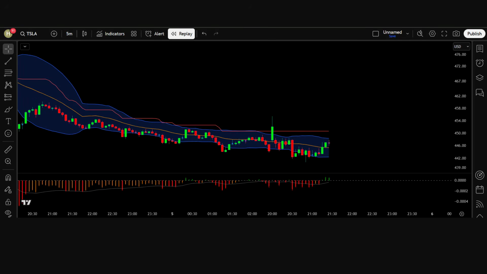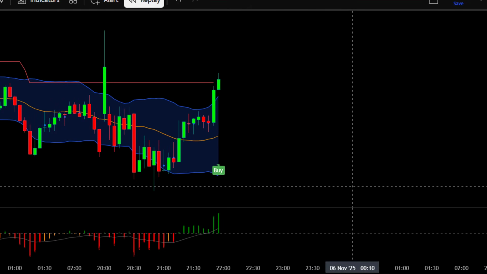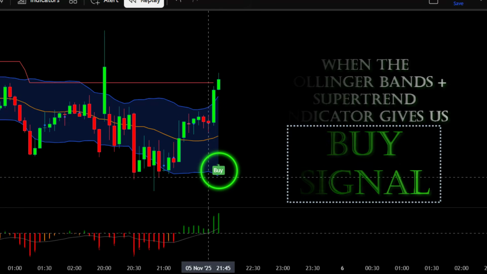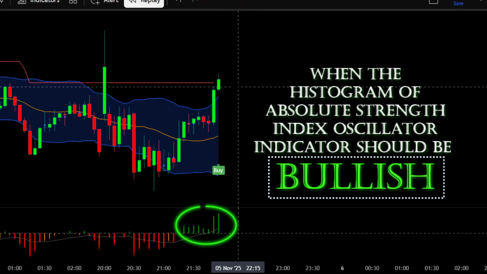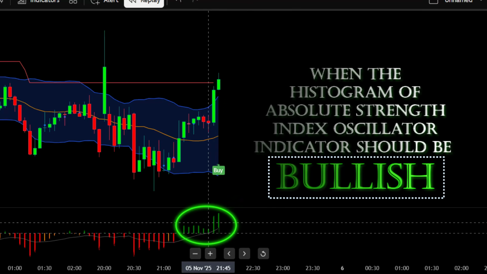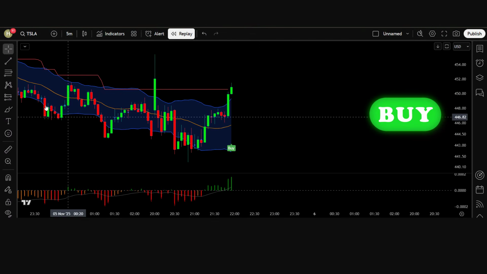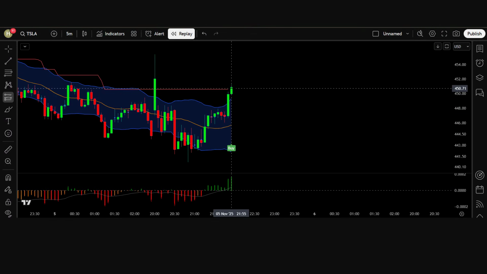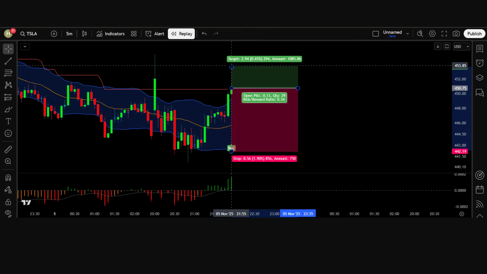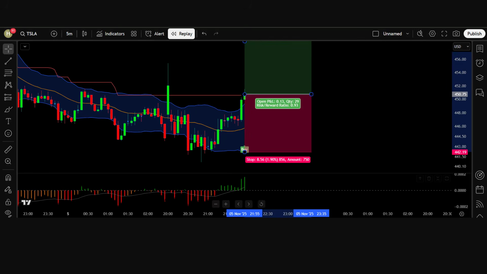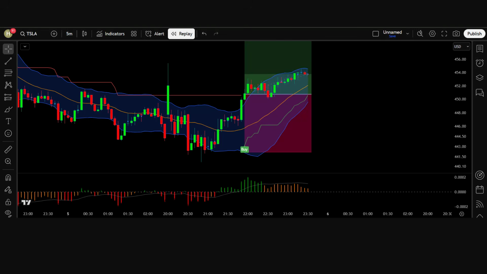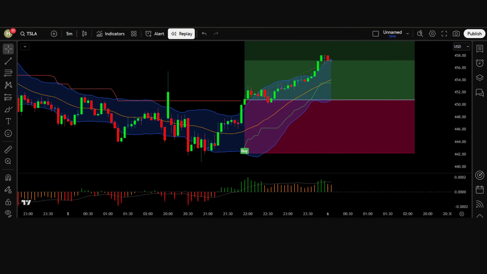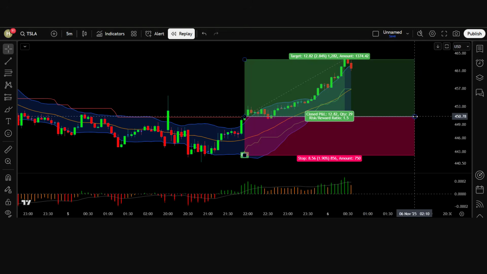Now, let's understand the concept where we will take buy and sell trades based on their conditions. When the Bollinger Bands plus SuperTrend indicator gives us buy signal. When the market has created a bullish candle. When the histogram of Absolute Strength Index Oscillator indicator should be bullish. If this condition is fulfilled, then we will place buy order. Place your stop loss at the lower band of BB SuperTrend indicator. With a 1:1.5 risk-reward ratio. The market has completely hit the target.